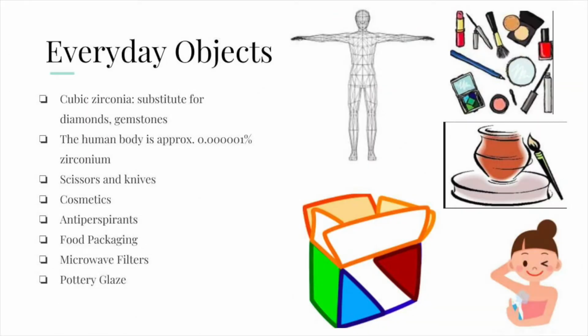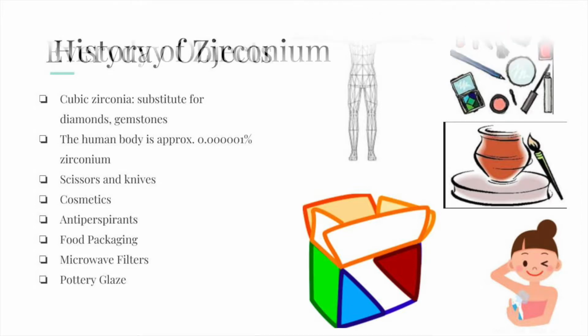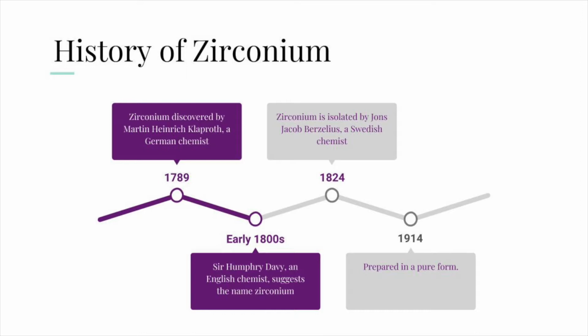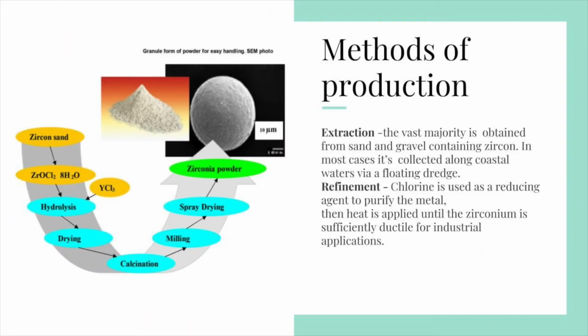It can be found in everyday objects such as earrings, scissors and knives, different makeup products, antiperspirants, food packaging, microwave filters, and pottery glaze. Zirconium was first found in 1789 by the German chemist Martin Heinrich Klaproth. In the early 1800s, Sir Humphry Davy, an English chemist, suggested the name zirconium. And then in 1824, Swedish chemist Jöns Jacob Berzelius isolated zirconium, and in 1914 it was prepared in its pure form. To prepare zirconium, it is first extracted from zircon sand and then refined through the processes of hydrolysis, drying, calcination, and milling, resulting in the final form, zirconia powder.